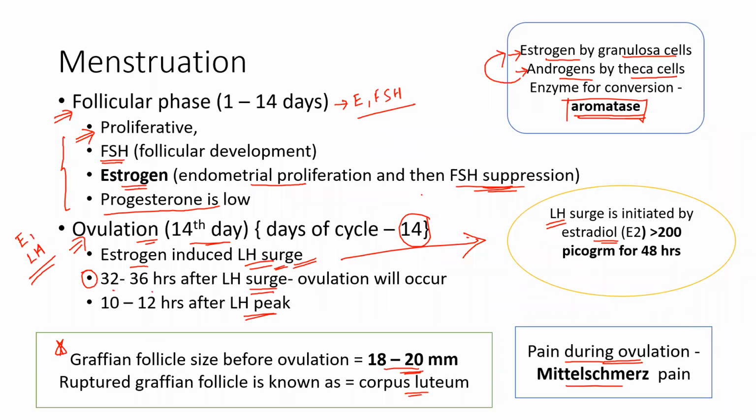The first one is the follicular phase, in which the time period is 1 to 14 days, and it is proliferative in nature. FSH is responsible for the follicle development. Estrogen is responsible for the endometrial proliferation and then the FSH suppression. Progesterone is low in this phase. Next, after the 14th day, we have ovulation taking place because of the LH surge that was induced by estradiol. After 32 to 36 hours of the LH surge, ovulation will occur.